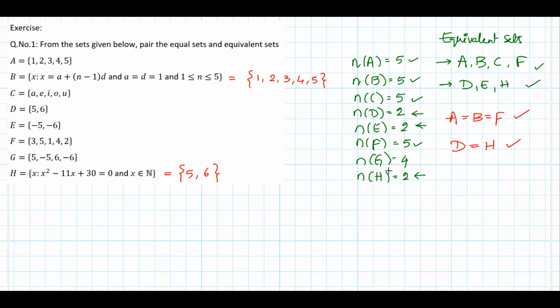Now G is not part of equal sets or equivalent sets. If it is not part of equivalent sets, it's obvious that it can't be a part of equal set pairs. All right. So this is how we figure out which sets are equal and which sets are equivalent. So that's all for this session. In the next session, we'll be working on subsets, proper subsets, supersets, proper supersets. See you in the next session.